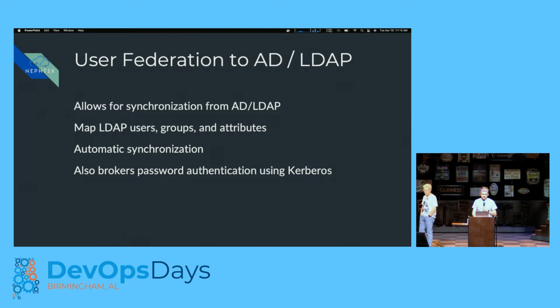User federation is how we get our users into Keycloak. In our case, we're using Active Directory and LDAP, and we are mapping in users, groups, and attributes from LDAP to Keycloak. It also supports automatic synchronization, and it allows for the brokering of passwords using Kerberos.